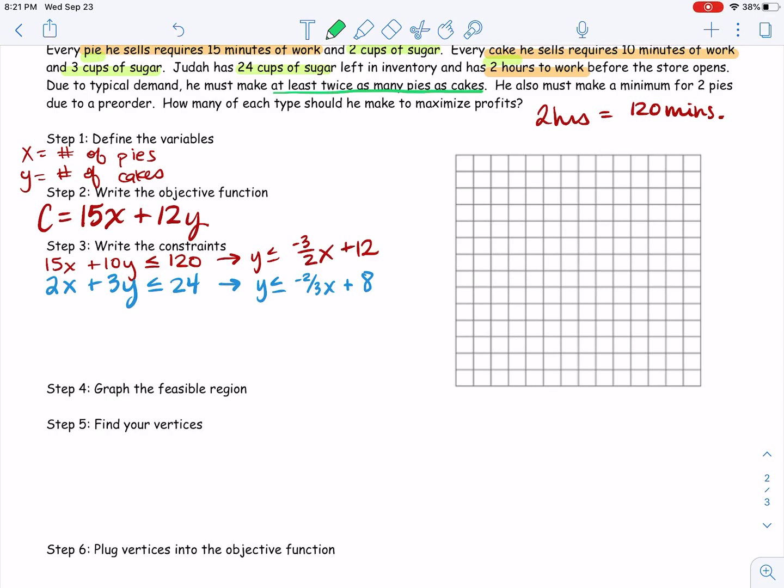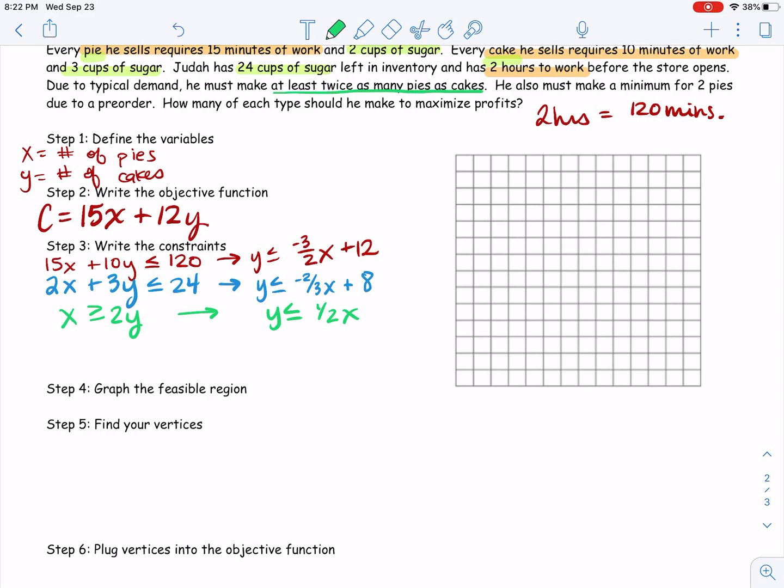So I'm thinking to myself, he has to make at least twice as many pies as cakes. So that means pies is more than cakes. So that means that x, the number of pies, has to be greater than or equal to 2 times the amount of cakes. Because it says at least twice. So that means it could be twice as many, or the number of pies can be more than twice the amount of cakes. Okay, again, we know we have to graph this, so converting it, dividing by 2, I get y is less than or equal to 1/2 x.